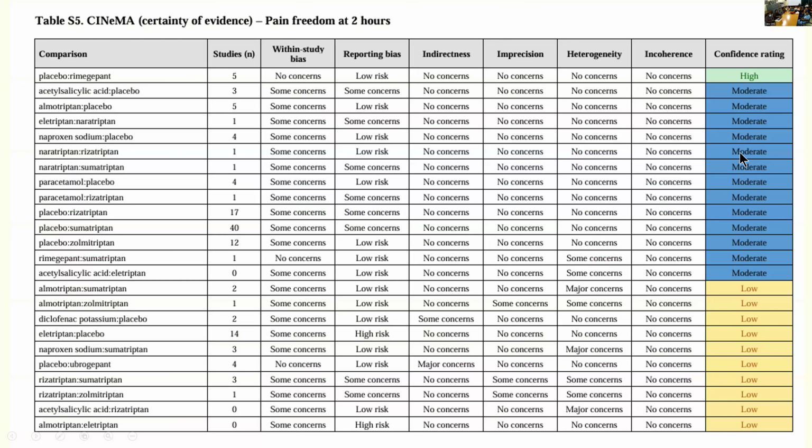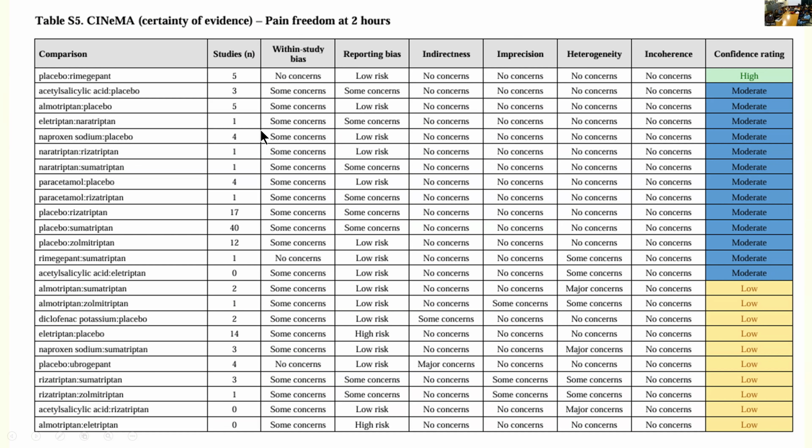So the next thing they have done is look at the confidence, the certainty of evidence. They have used the CINeMA framework. For each comparison, for example, placebo plus rimegepant, there are 5 studies, and within-study bias had no concerns. There was low risk of reporting bias. Indirectness, no concerns. What is indirectness?